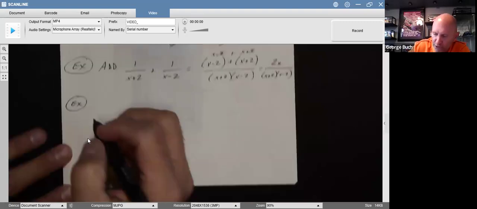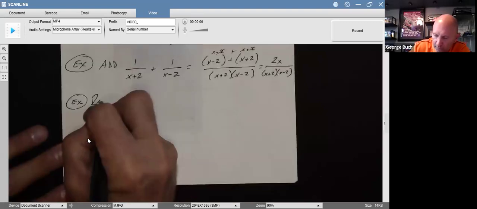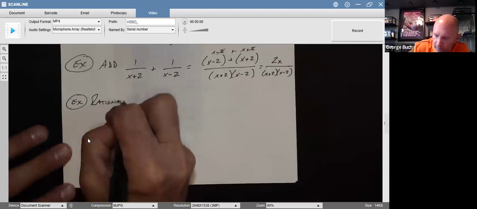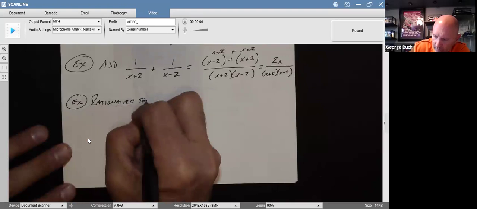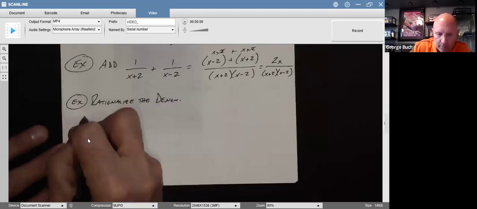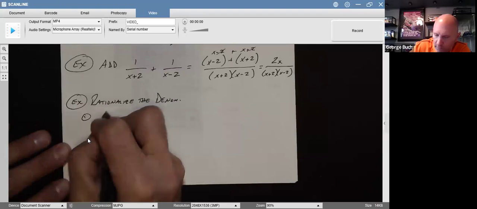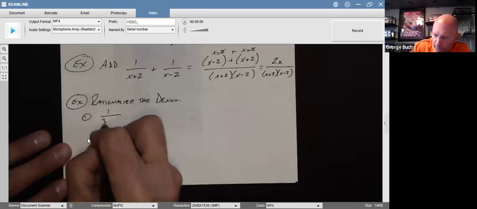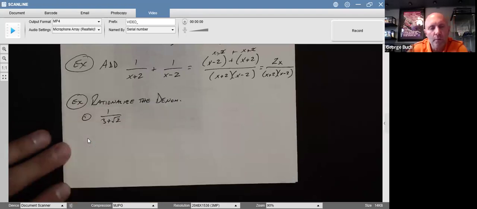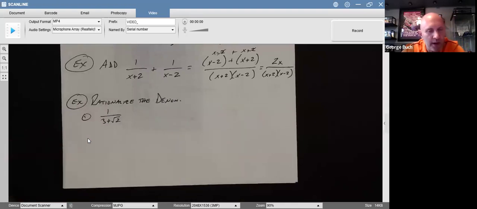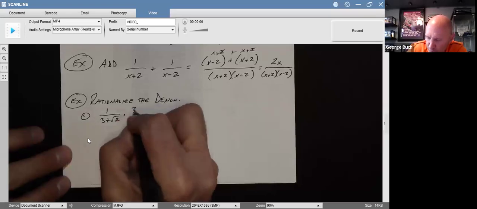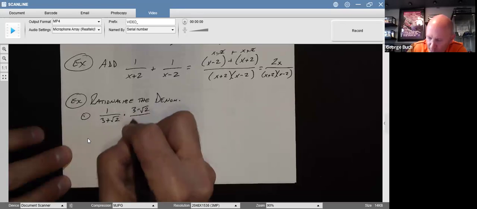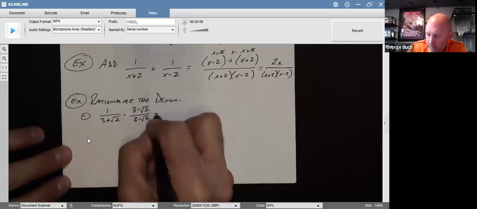What if we want to rationalize the denominator? So if I have 1 over 3 plus the square root of 2. So remember for this, what's the process? Well, we multiply the top and bottom by the conjugate. So 3 minus root 2, 3 minus root 2.